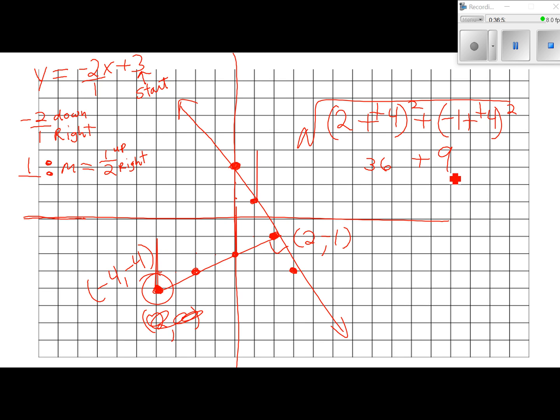45. Is that our answer? No, what do we got to do to that? Take the square root. I see a lot of students who, and it's fine to work it down through there, just when you get to the bottom, don't forget to take the square root. What's the square root of 45? 6.7. Anybody else agree with that? So how far is it from that line to that point? 6.7 units.